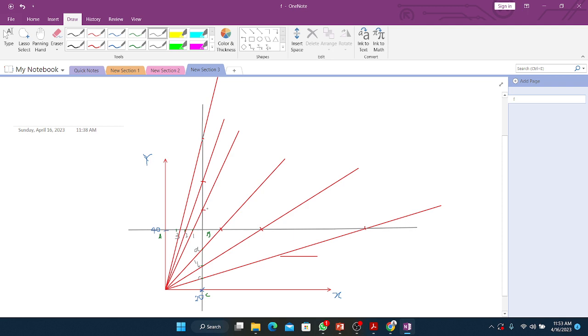Then this one is 1 dash, 2 dash, 3 dash. So this one is a dash, small b dash, small c dash. Now through 1, 2, 3 you want to draw vertical lines. The same way, through 1 dash, 2 dash, 3 dash you want to draw horizontal, parallel lines. After drawing those lines, your lines will be like this.